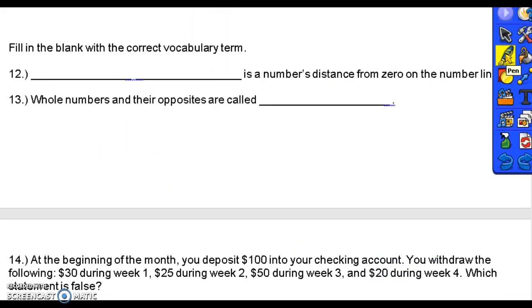Fill in the blank with the correct vocabulary term. Blank is a number's distance from 0 on the number line. That is absolute value. Absolute value is the distance a number is from 0 on the number line. And distance is always positive, so absolute value is always positive. Whole numbers and their opposites are called integers.